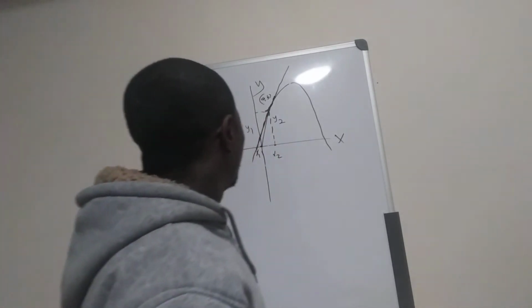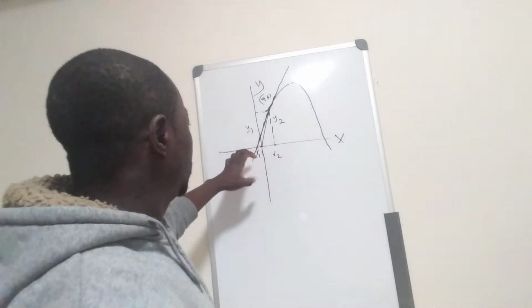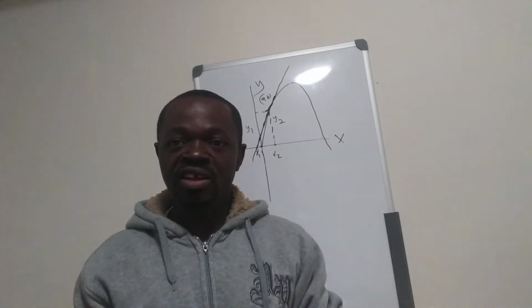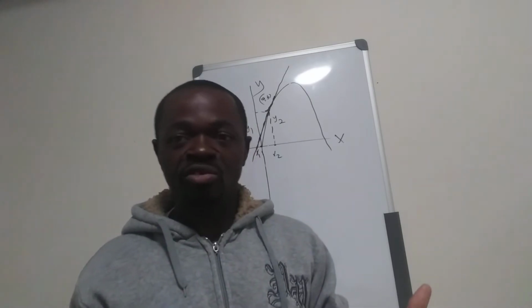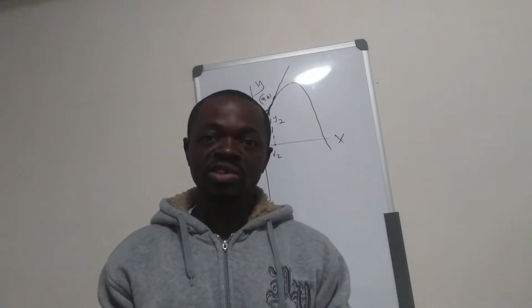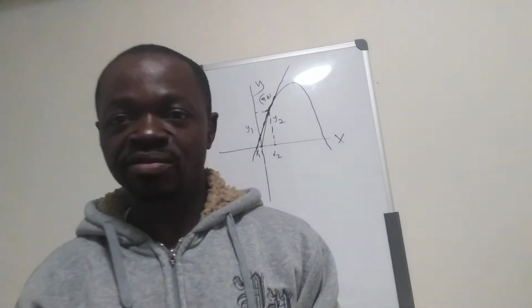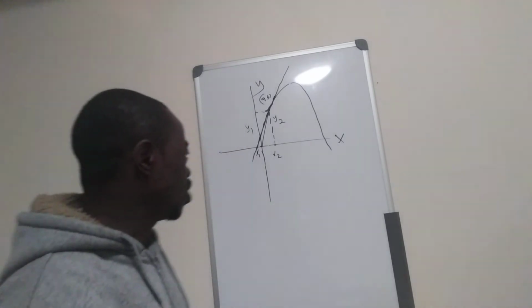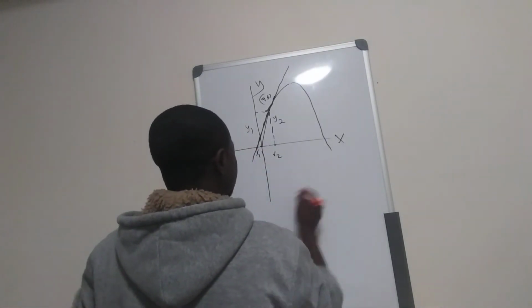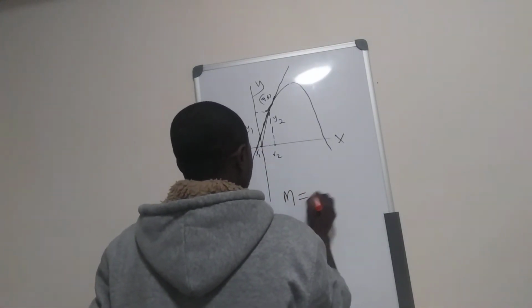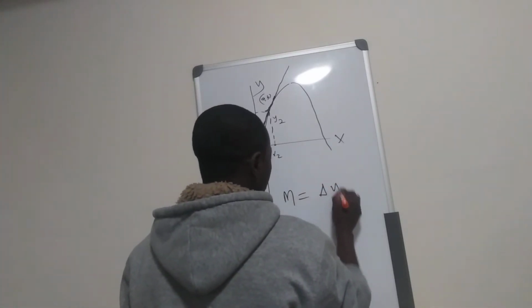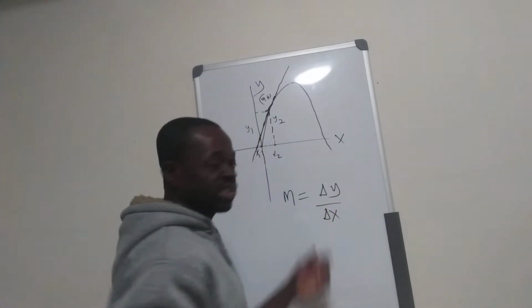Now, how do I find the gradient? I have two values for x, that's x1, x2, and then y1, y2. So I'm trying to find the gradient. In pre-calculus we call it gradient, but in calculus itself, we prefer to call it the slope. So how do I find the slope or the gradient? We just simply use the letter m to represent the gradient or the slope. It is the change in y over the change in x, the delta y over delta x.